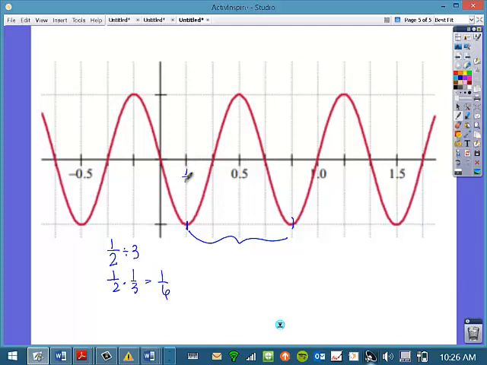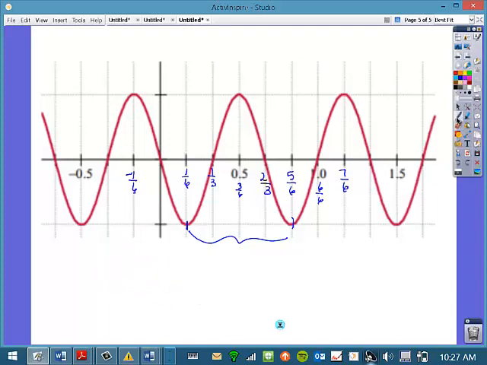So this is 1/6. This would be 2/6, which is 1/3. This would be 3/6, which is 1/2. This would be 4/6, which is 2/3. This would be 5/6. This would be 6/6, which is 1. This would be 7/6, so on and so forth. So this would be negative 1/6. That's the first tricky part. You're going to figure out what those tick marks are representing.